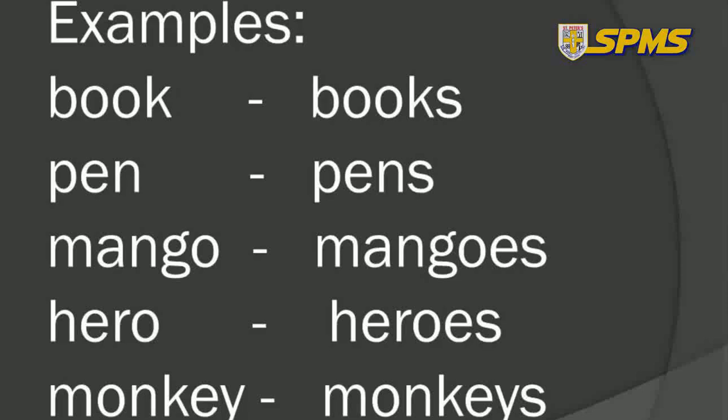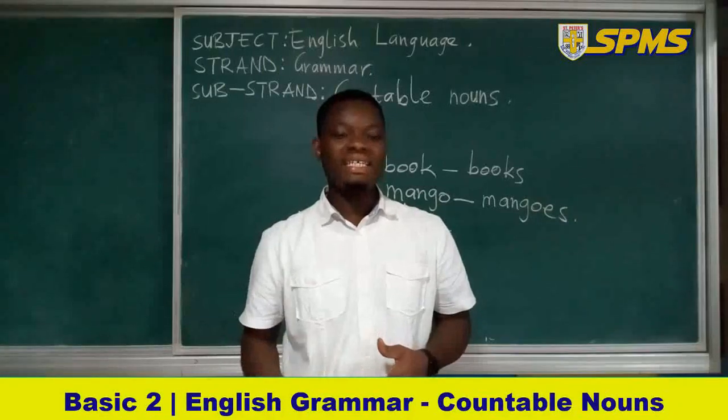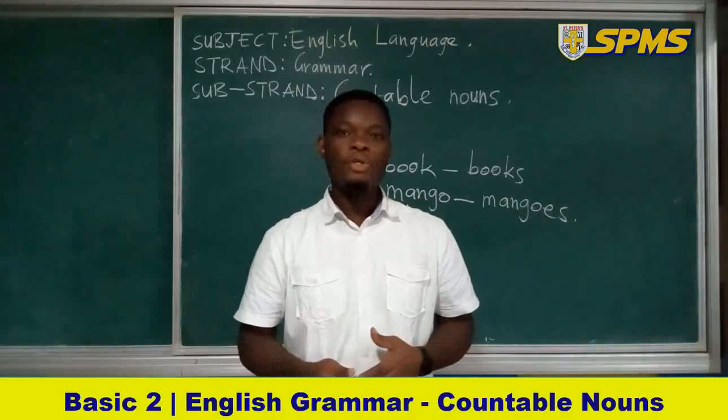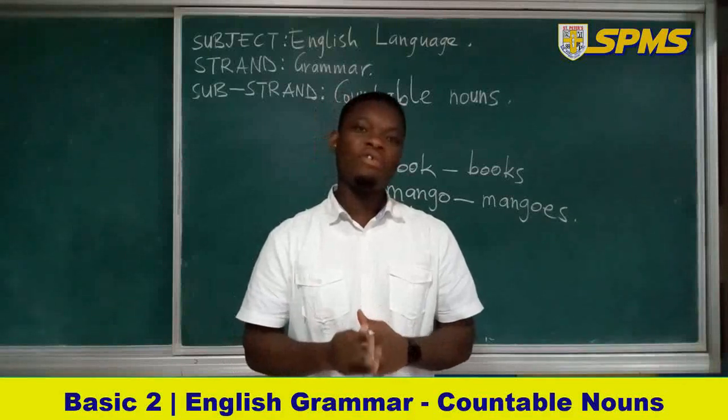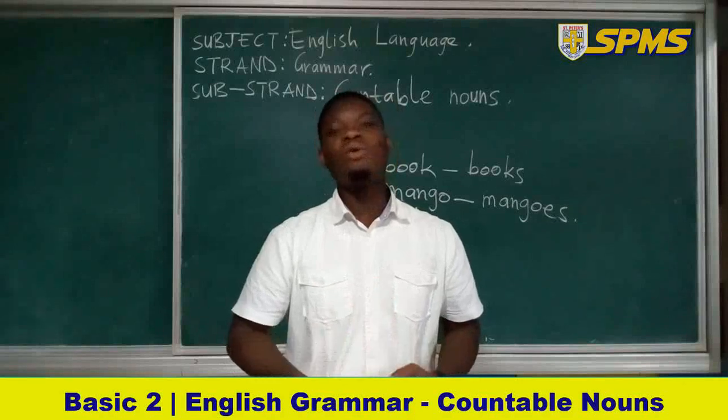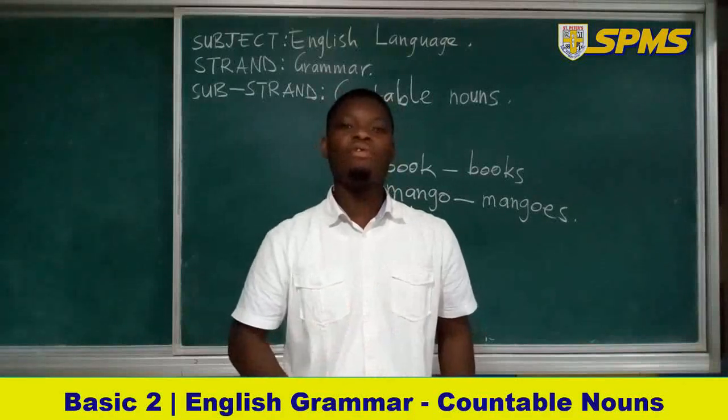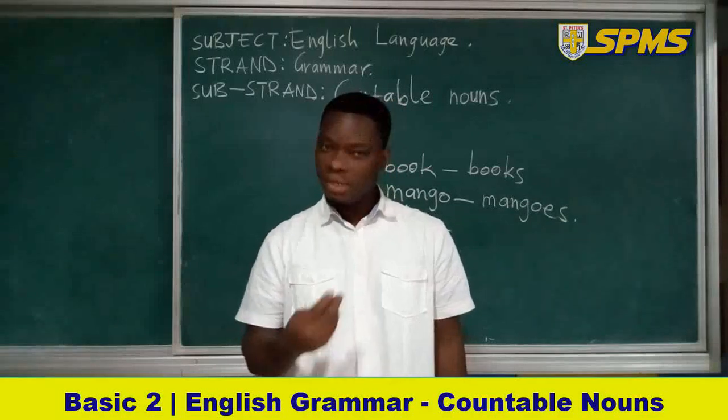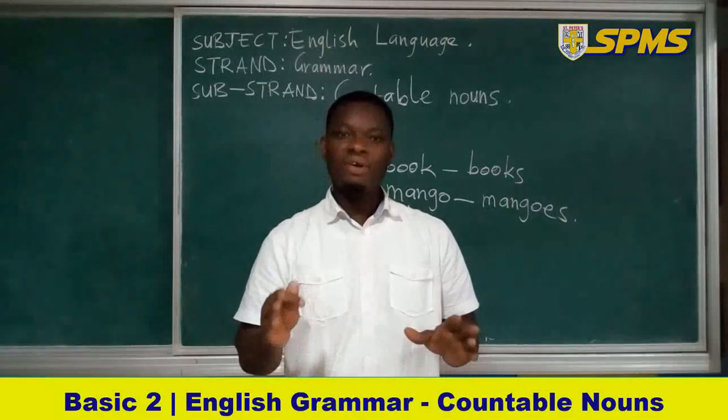So we have book, books, pen, pens, mango, mangoes, hero, heroes, monkey, and then monkeys. These singular words on your left, their plurals were formed by adding s or es to them. So whenever you see any noun which forms its plural by adding s or es to it, it tells you that it is an example of what? Of a regular countable noun. I hope it's clear. Very good.